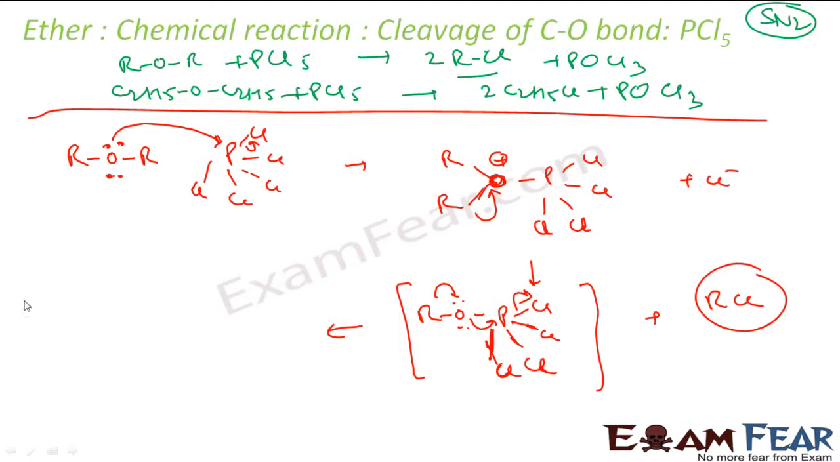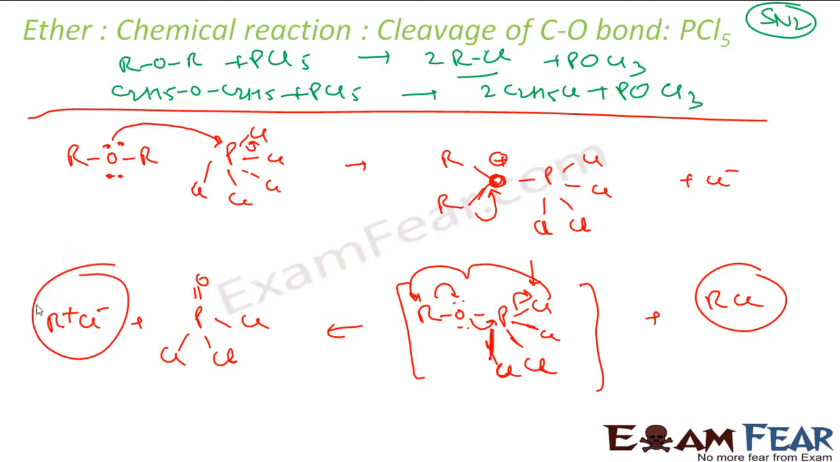What you get here is R plus, and this Cl minus will again combine with this R plus here, right? You get RCl actually, R plus Cl minus. And what you are left with here is P, with a double bond to O, and there will be 3 Cl here. POCl3. Correct? So you get 2 RCl and 1 POCl3. Pretty good.